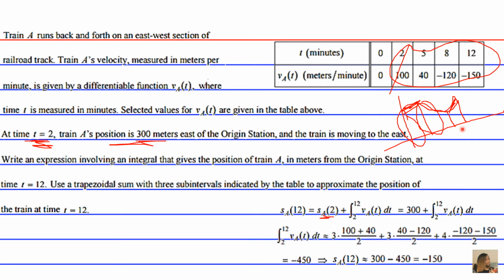And what that means is from origin station, instead of traveling to the east, this person ended up 150 meters west. You can say negative or the opposing direction, okay? So the position of train A at time t equals 12 is approximately 150 meters, not east, but west of origin station, because it's negative 150 as opposed to 150. All right? I know this was a little confusing. Kind of confused me too, but thanks for bearing with me.